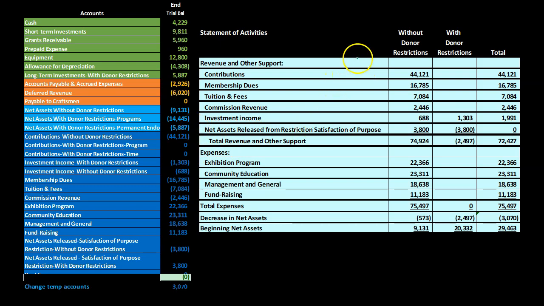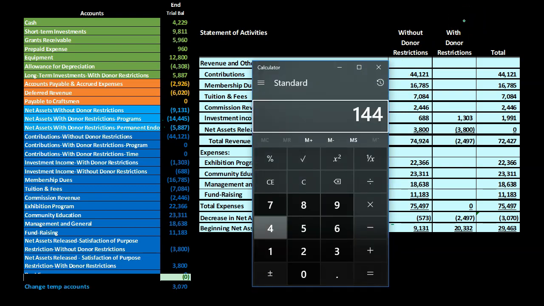These are the temporary accounts in the statement of activities. Therefore, we could take these beginning numbers and tie them out to the ending numbers just on this statement. So that's what we will do here. We're just going to take these numbers, the 9,131, that's without restrictions. Then we have the 14,445, and we add these two together because these two are both with restrictions. So the 14,445 plus the 5,887 is equal to the 20,332.